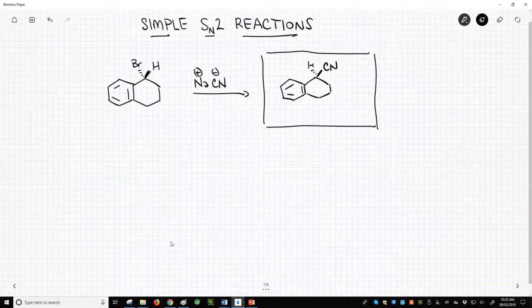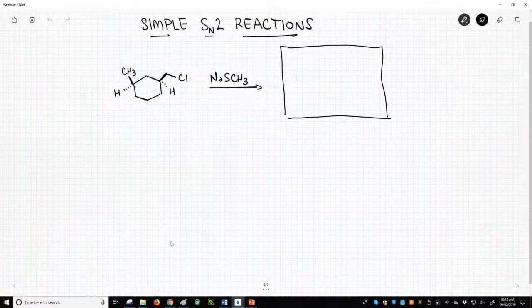Let's see another reaction. Here is another starting material, a primary halide in a fairly complex molecule with multiple stereocenters. The reagent over the arrow is sodium methane thiolate.